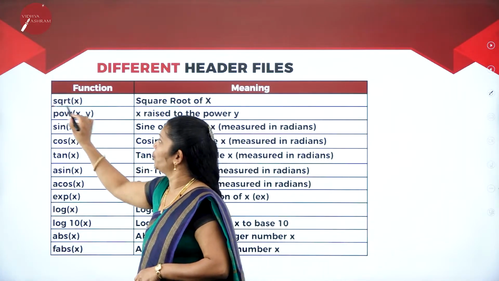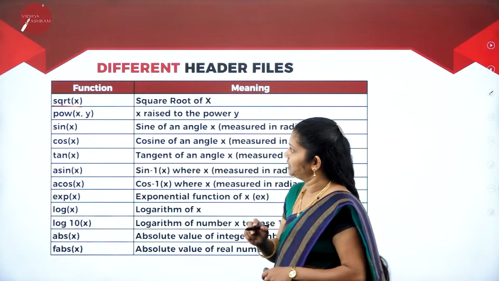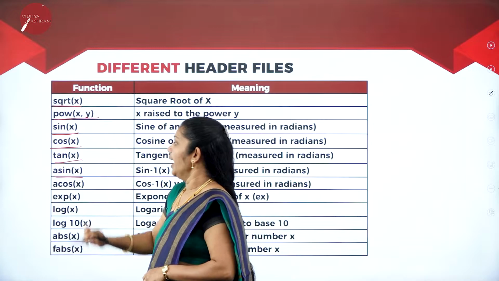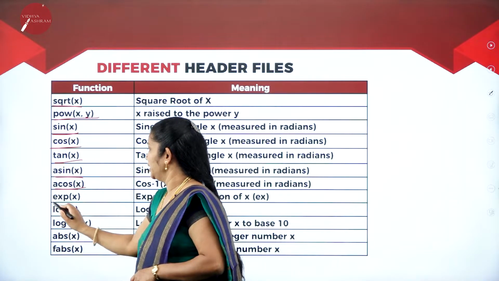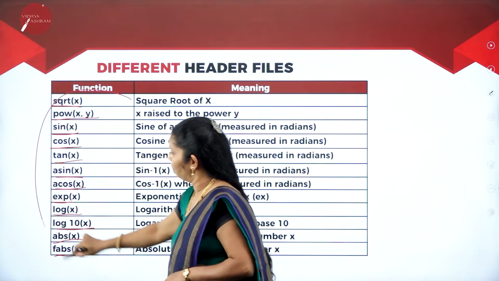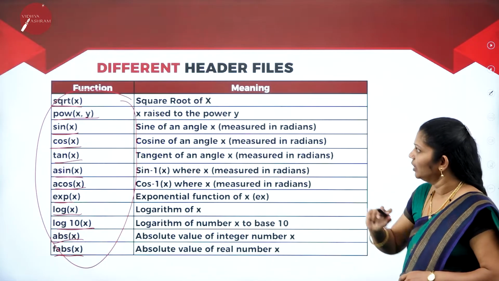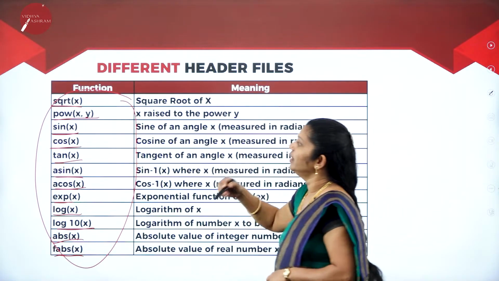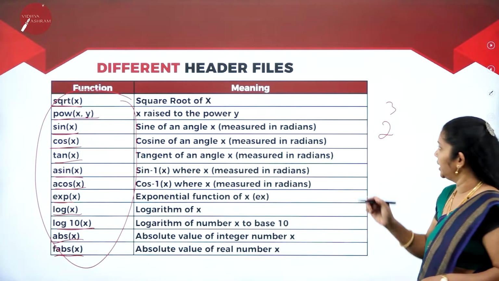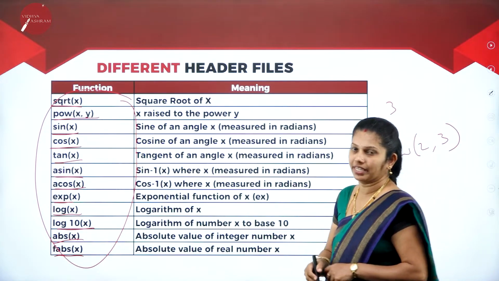Under that, first, the square root function to find the square root of the given number. For that also, we need the math.h header file. Then the power function, sine, cos, tan, asin, acos, exponential, log, log10, and absolute, fabs. For these functions, we compulsorily need the math.h header file. Here sqrt will find the square root, and if I want to find a to the power of 3, I cannot write it directly, so I can use the power function, pow(2, 3), and it will find the power of the given number.